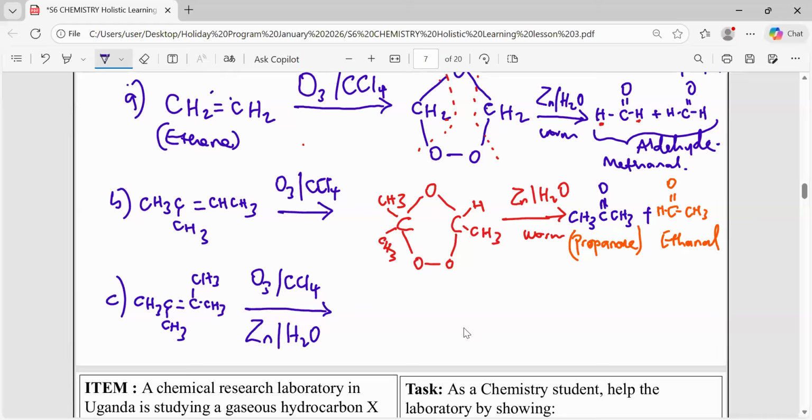I'm going to have 2 products. Then I'll have a methanal plus an ethanal. Where are you getting them? And how?